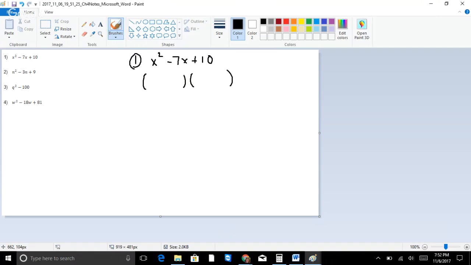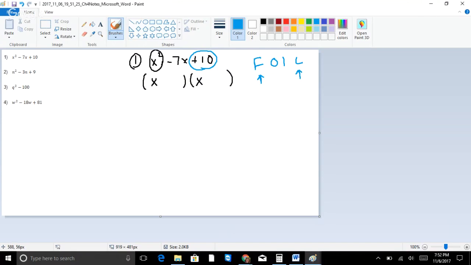I know when I FOIL it, I'm going to do my first term. My first terms need to multiply together to get x squared. So in order to get an x squared, I need to do an x times an x. I'm pretty sure that's good. The F in FOIL stands for your first terms. We're going to ignore the O and the I for a minute, and go to the L. The L term stands for my last term. My last term is a positive 10.